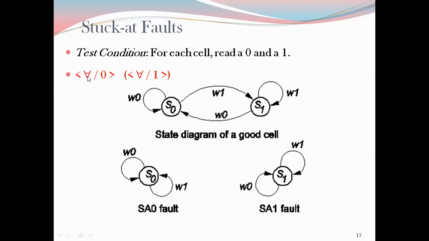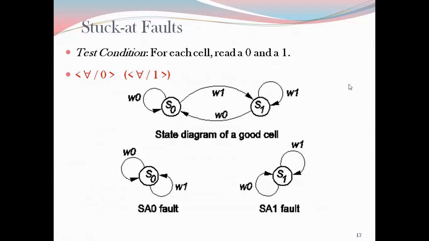This signifies for all the cells, value is 0. For all the cells, value is 1. So I'm going to evaluate each cell. So what does the state transition diagram depict? Now the state transition diagram is nothing but where each state is represented according to the cell value. S0 is the state in which the cell is having value 0 and S1 is the state in which the cell contains the value 1.